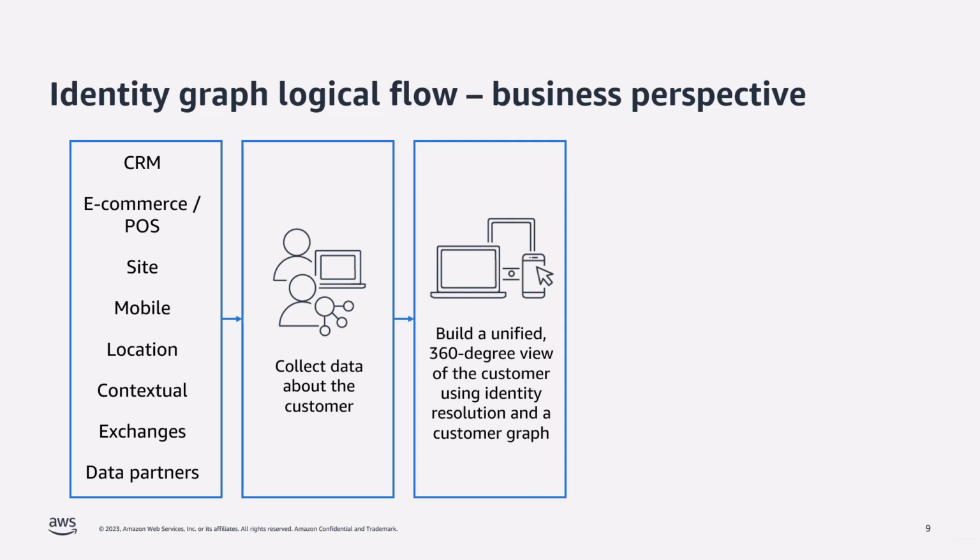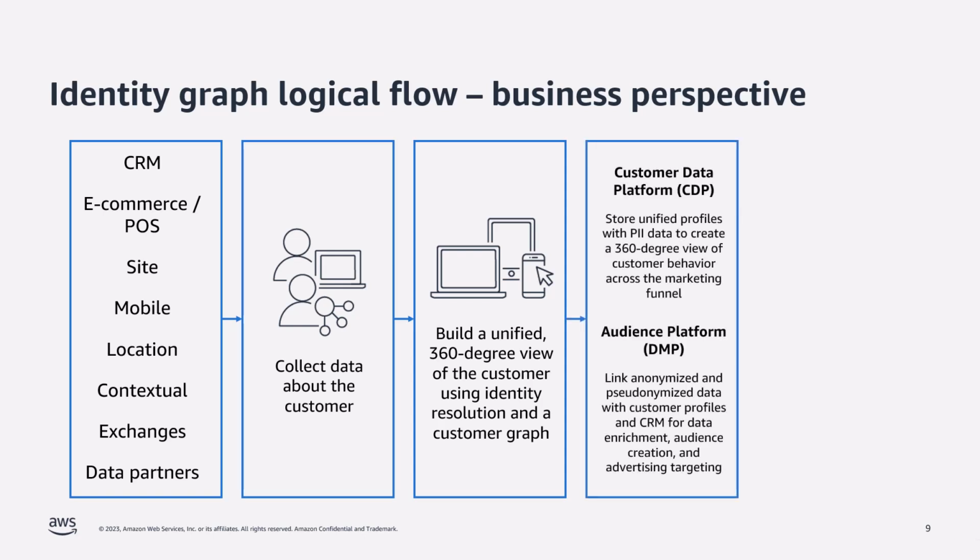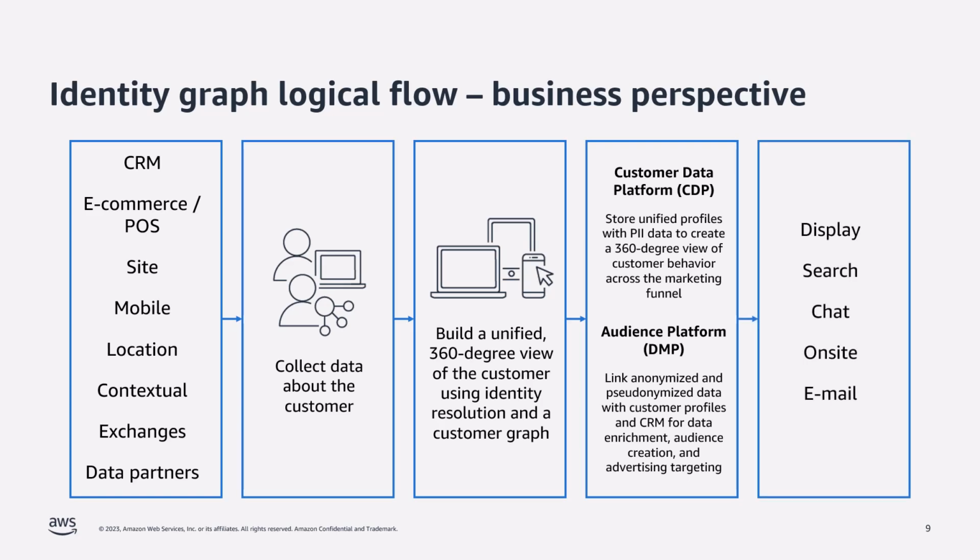But before we do that, we need to unify identifiers and anonymous users back to known users. Now, you can do this through a process called identity resolution, which is used to connect the dots. So once the unified profiles have been built, they can be stored and used to power customer data platforms and audience platforms through an API layer.